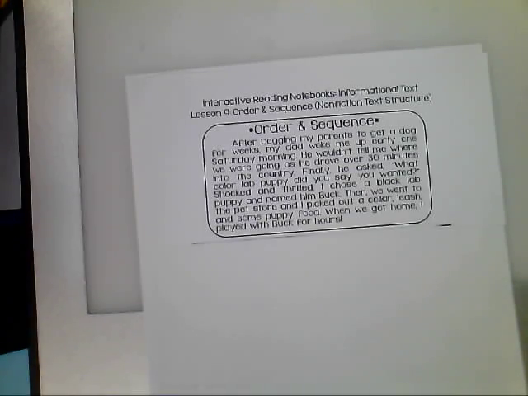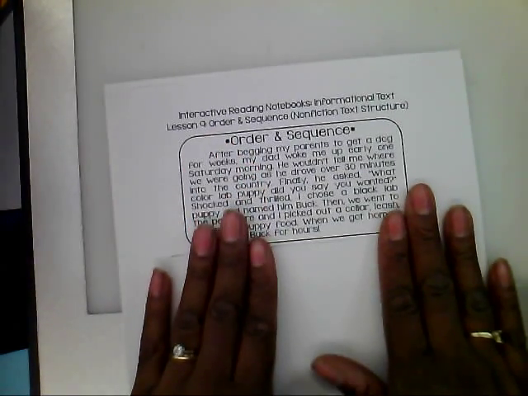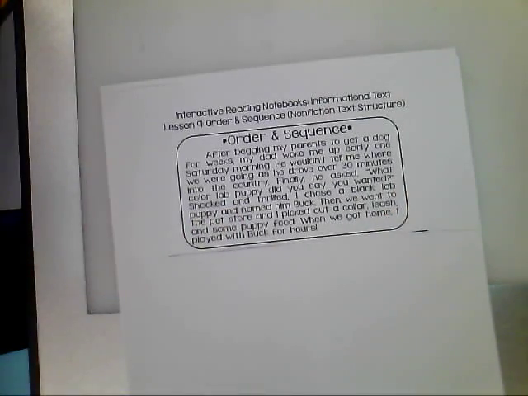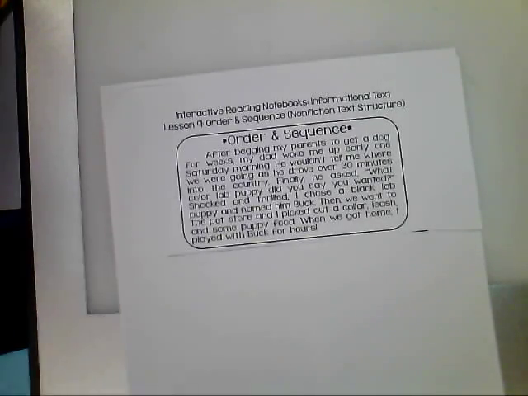Well, this makes me smile because it reminds me of my dog. I also have a black lab and his name is Tito. So you can see the events are listed in order. What I'm going to do is I'm going to underline each event in a different color, and then I'm going to be able to color code my graphic organizer so that I can know where to transfer each piece of information.